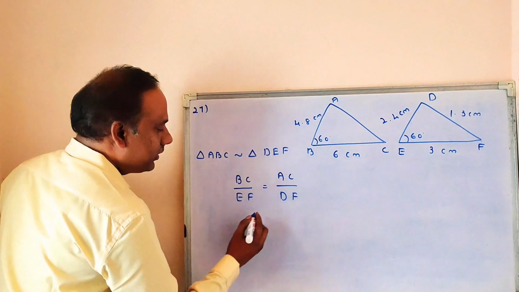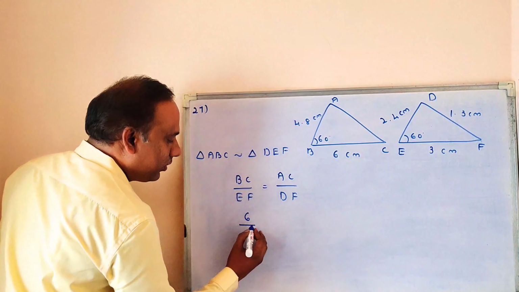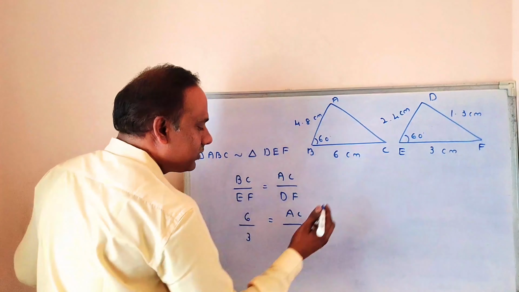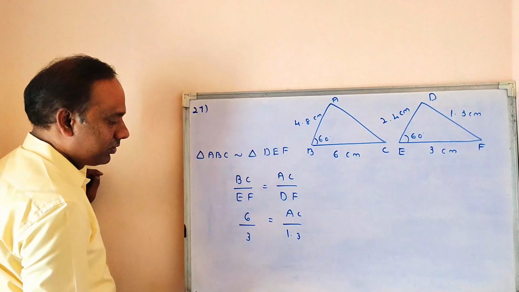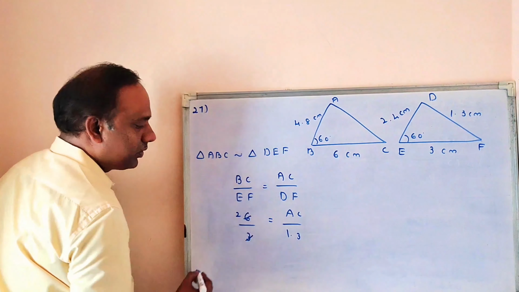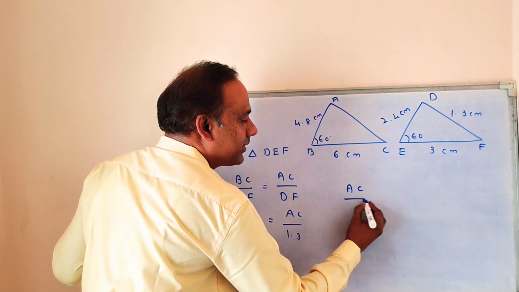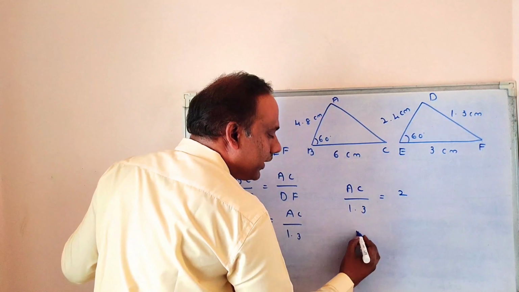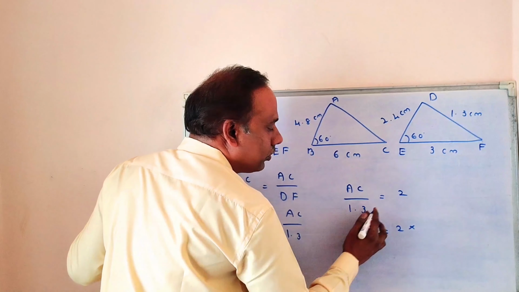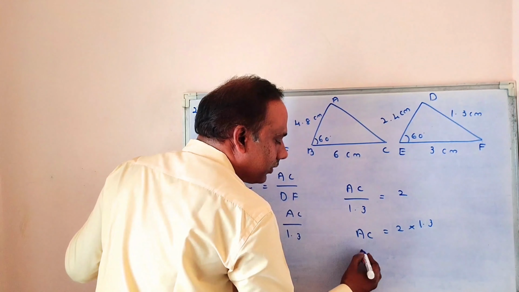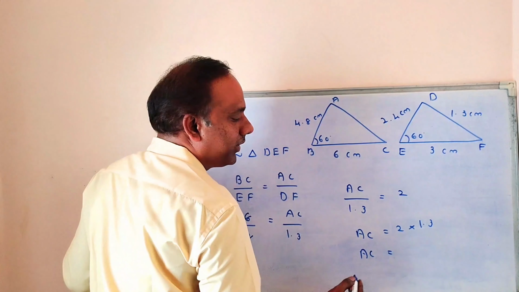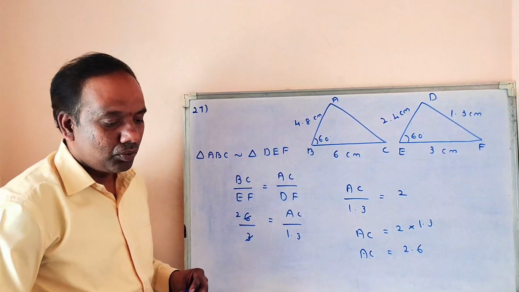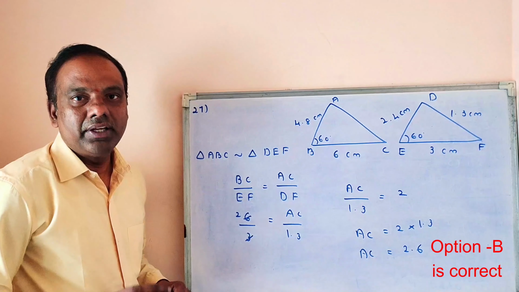So BC value is 6, EF value is 3, is equal to AC by DF. DF is equal to 1.3. So 6 by 3 is 2. So AC by 1.3 is equal to 2. So AC is equal to 2 into 1.3, which is 2.6. So AC value is 2.6. So option B is the correct answer.